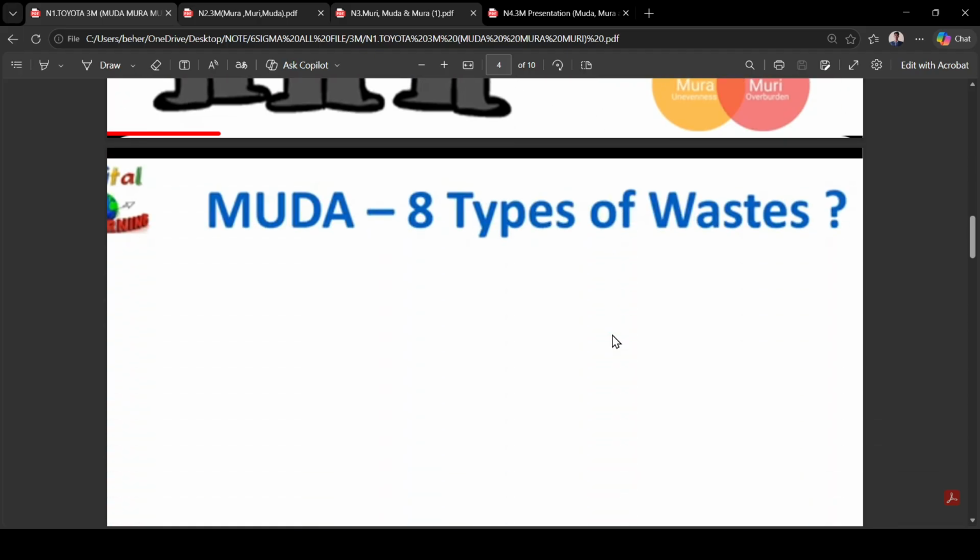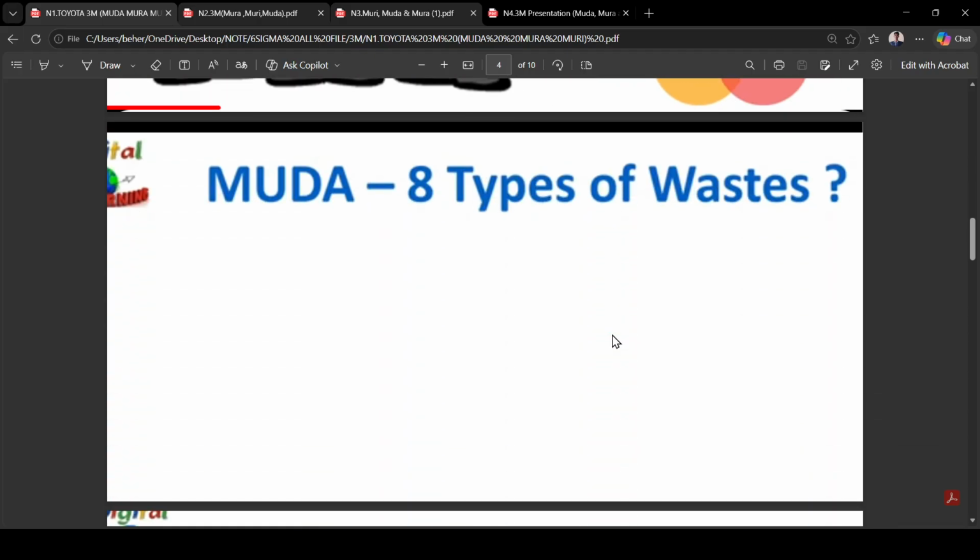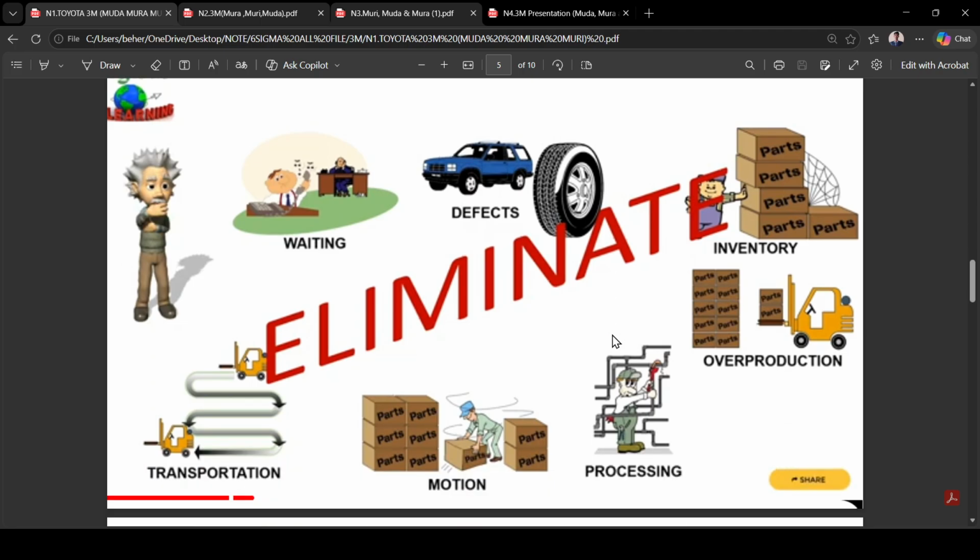So in Muda, there are 8 types of waste. Once you see transportation, waiting, defects, inventory, overproduction, processing, and motion, you see in this picture, everyone is a waste in any manufacturing industry.